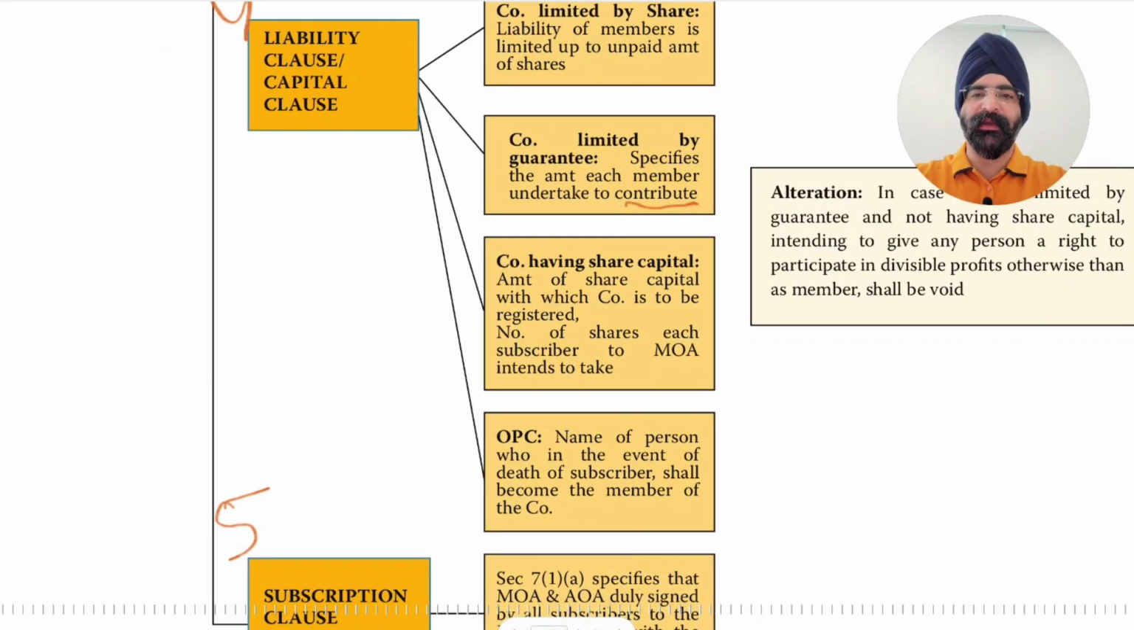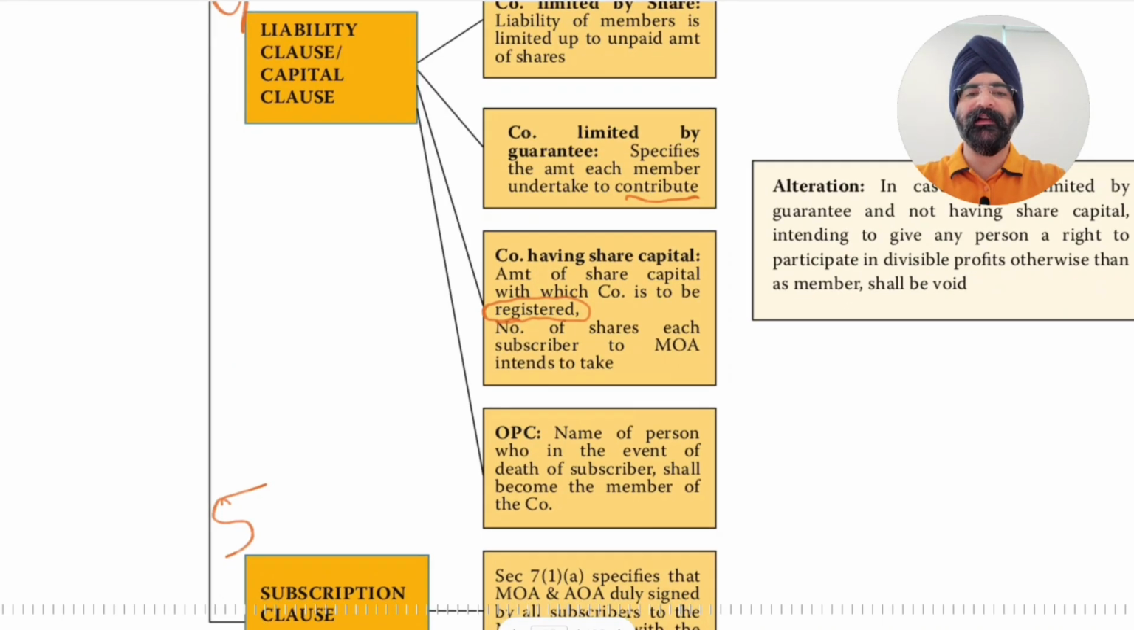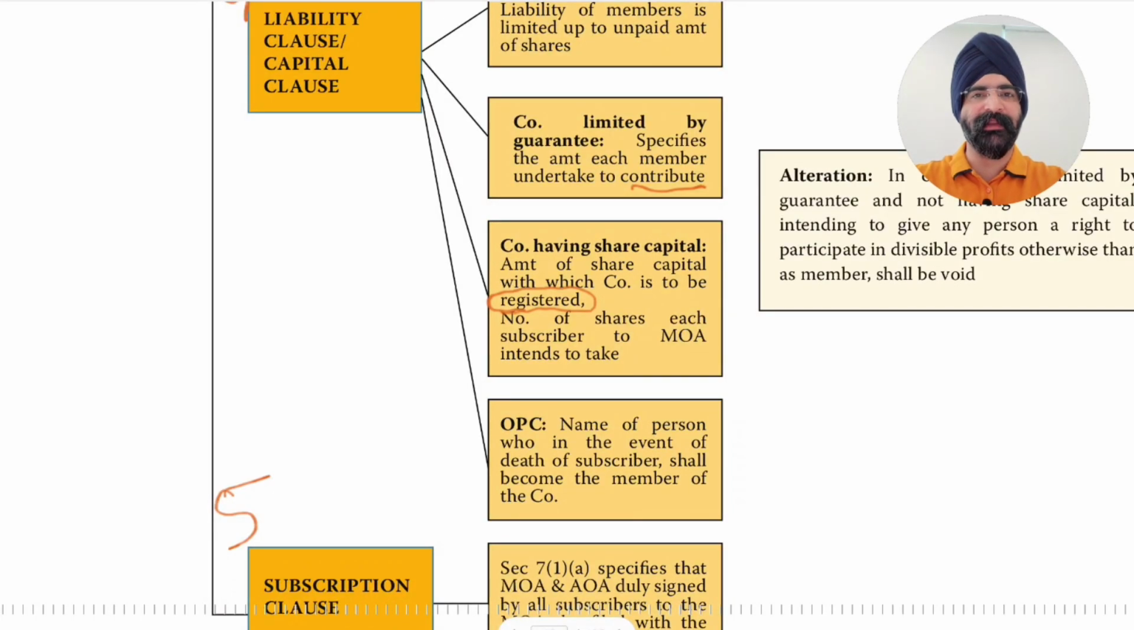Company having share capital. In case the company has share capital, then the amount of share capital with which the company is to be registered. So this is the registered or authorized capital amount. Authorized means this is the limit up to which it can issue shares. Then second is the number of shares each subscriber to the memorandum intends to take. That is also mentioned. Name of subscriber and number of shares subscribed. In case of one person company, the name of the person who, in the event of death of the subscriber, shall become a member of the company. So in case of OPC, this capital clause or liability clause contains the name of the nominee.